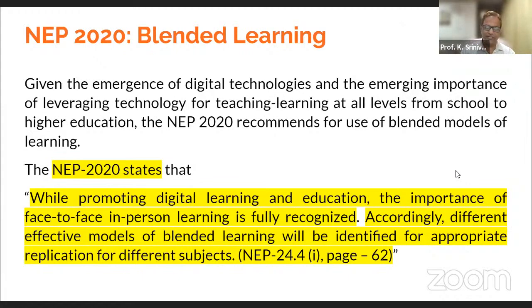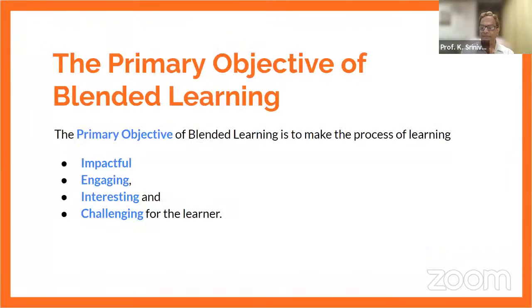Whether with technology or without technology, because blended learning can happen with technology only. That's what we have been talking about here. So what is the primary objective? The primary objective is we want to make the process of learning impactful, engaging, interesting, and challenging.